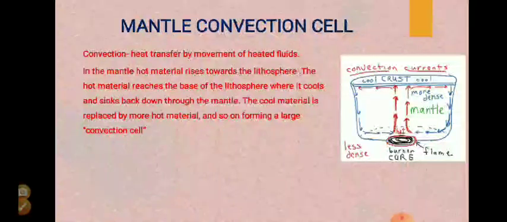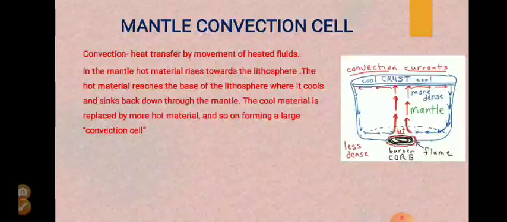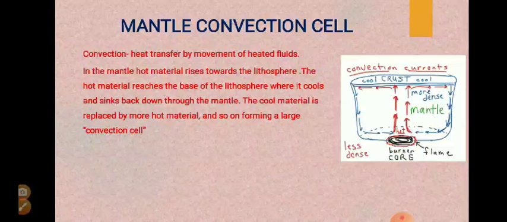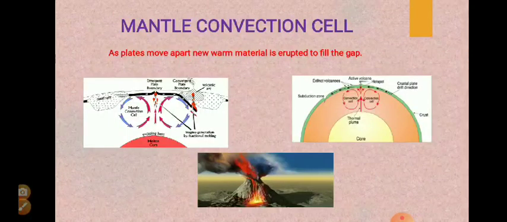Now, the mantle convection cell. Heat is transferred by movement of heated fluid in the mantle. Hot material rises toward the lithosphere. The hot material reaches the base of the lithosphere where it cools and sinks back down through the mantle. The cool material is replaced by more hot material, and so on in a large convection cell. As plates move apart, new warm material is erupted to fill the gaps.